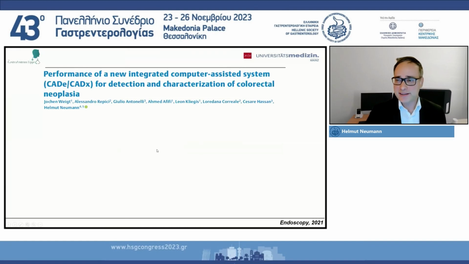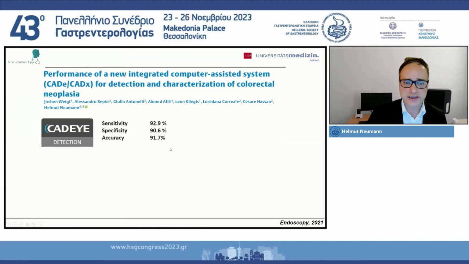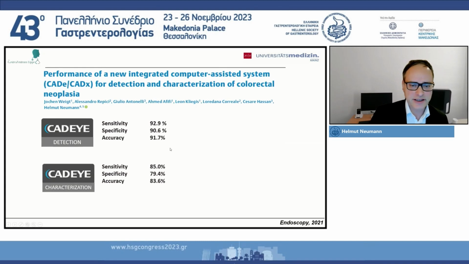And is it now effective? Again, yes or no? This is a study published a couple of years ago, 2 years ago, and you can see very good statistical data for both detection and characterization. But I feel what is so much more important for us, and Kostas, you're so much involved in the guidelines of the ESGE, thanks so much for this very hard work and all your efforts.